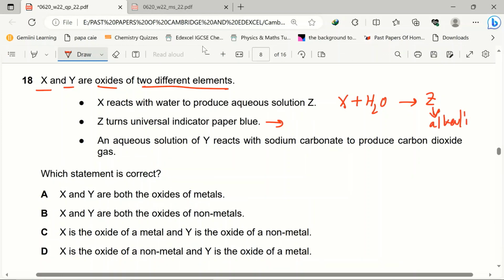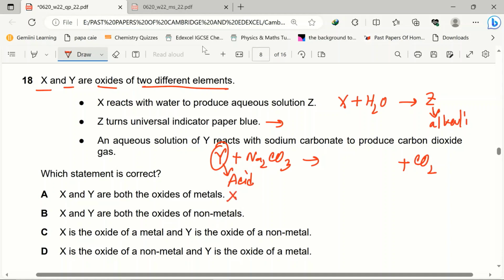Since it is turning universal indicator paper blue, Z is an alkali. An aqueous solution of Y reacts with sodium carbonate to produce carbon dioxide. Thereby Y must be an acid, because acid reacts with metal carbonate to give carbon dioxide, salt, and water. Which statement is correct? X and Y are both oxides of metals. We know acids are non-metal oxides and alkalis are metal oxides, so this should not be correct.